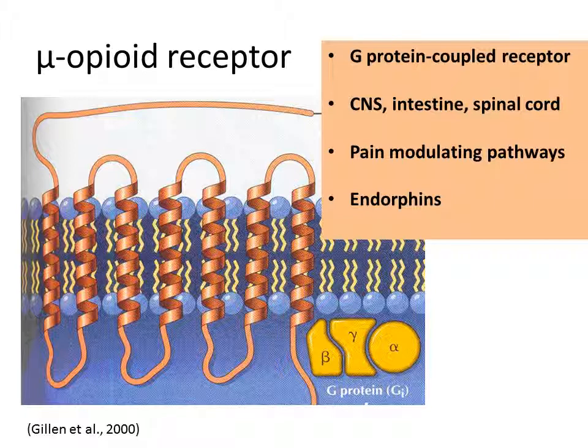These are primarily distributed in the central nervous system, the spinal cord, and may also be expressed in the GI tract. These receptors are involved in pain-modulating pathways, as their activation leads to the inhibition of neurons and pain transmission. They are activated by endogenous opioid peptides such as endorphins, which are released by the pituitary gland. Endorphins and their activation of opioid channels cause the so-called runner's high.